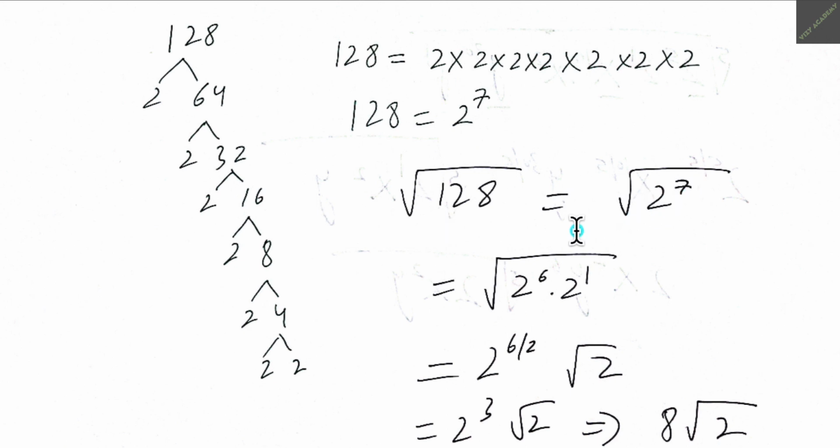Now because square root always involves index 2, we will be splitting it up into the addition form. So 2 to the power of 6 and 2 to the power of 1. 2 to the power of 6 goes outside and it will be divided by the index 2, which is 2 to the power of 6 by 2, and square root of 2 will be staying there. So it will become 2 cubed square root of 2, which is 8 square root of 2.